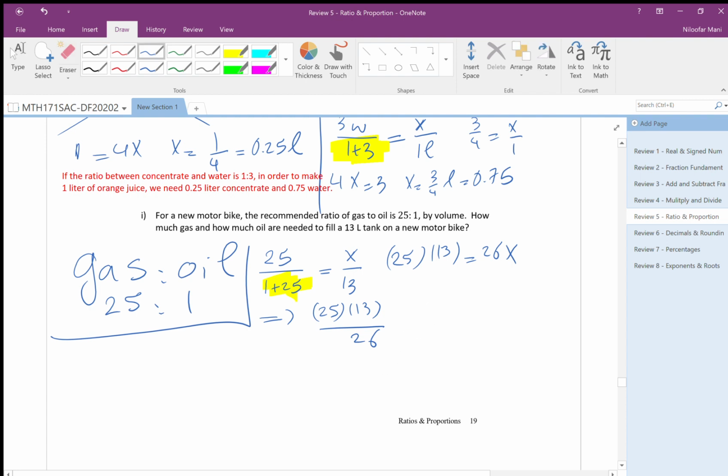Maybe I do this x here. Okay, don't multiply because you can simplify. Okay, so don't make it hard. So 50. Right?